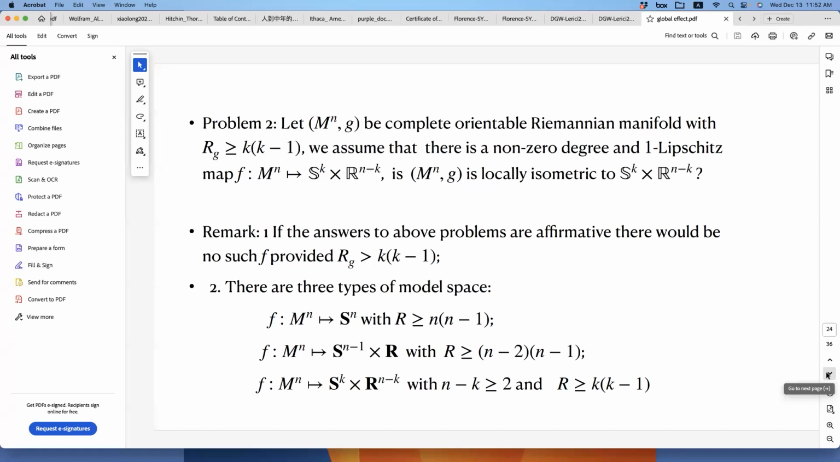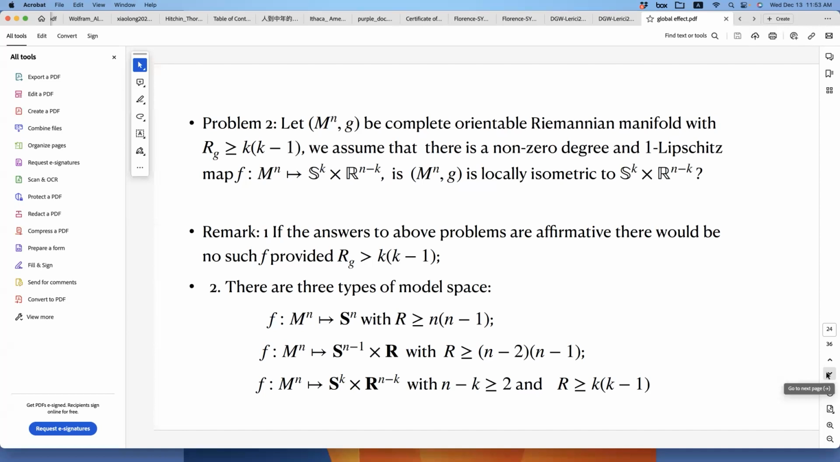And the last one is S^k times R^(m-k), the m minus k dimensional Euclidean space. Here, m minus k is always bigger than zero, and the scalar curvature is bounded by that part.